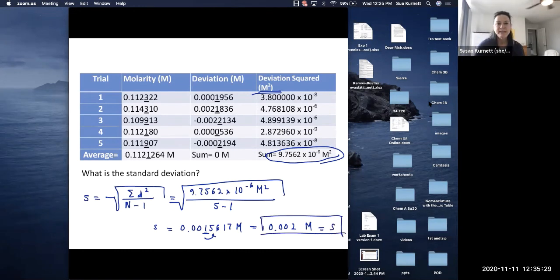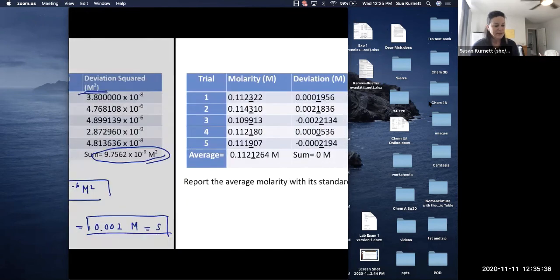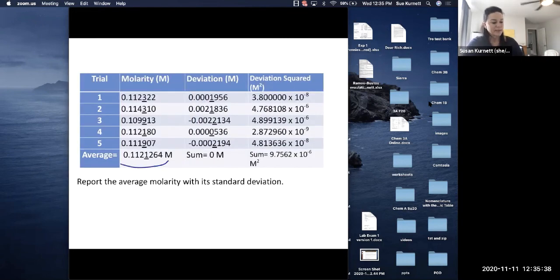What is the purpose of the standard deviation? It's a way for us to know where to round our average. So the last one says, report the average molarity with its standard deviation. So I'm going to do the molarity, average, plus or minus S, inside parentheses with units. And I'm going to call that the average. Because my plus or minus S ends in 3 past the decimal, this number is going to end at 3 past the decimal.